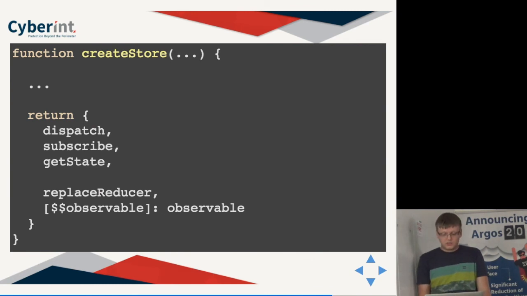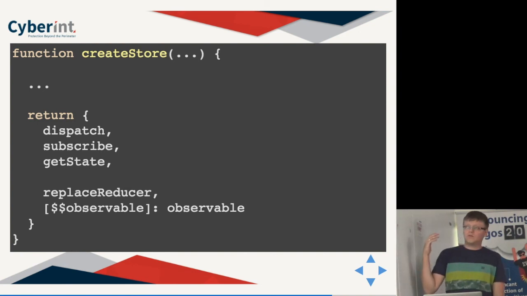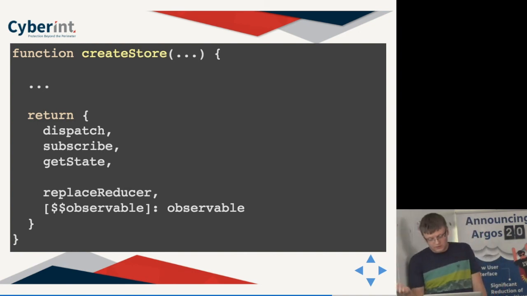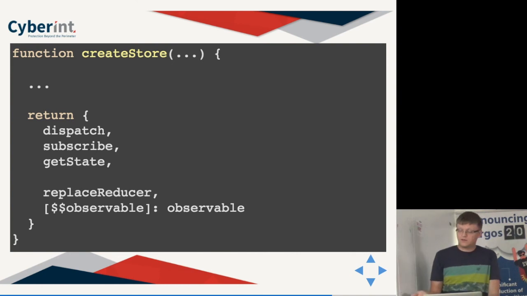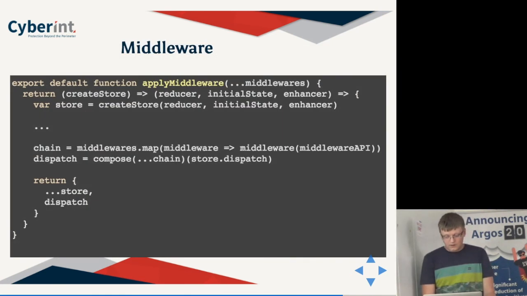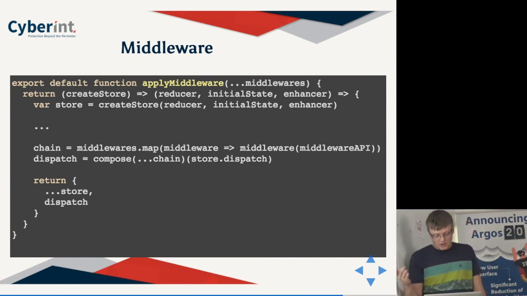In short, a store enhancer has full control over the store. It can override any of the store methods. It can alter the results of any store method. It can even replace the store entirely. The most popular store enhancer that we are using is middlewares, which do no more than override the original store API method dispatch.